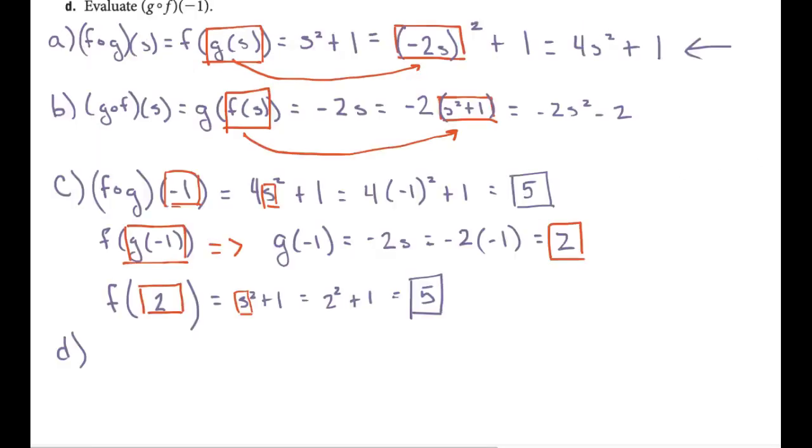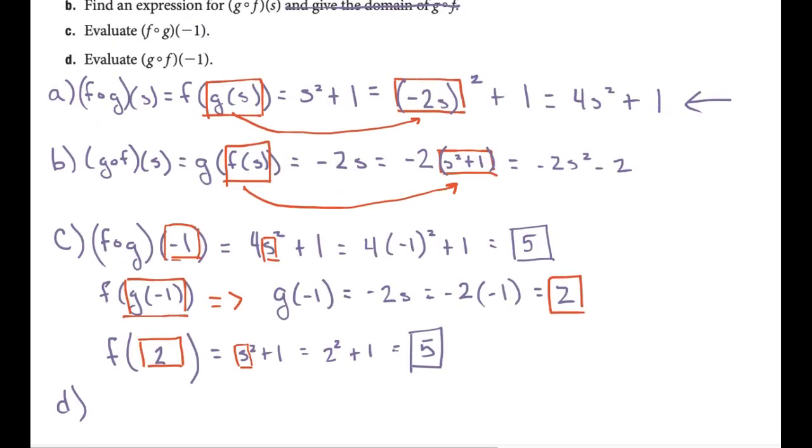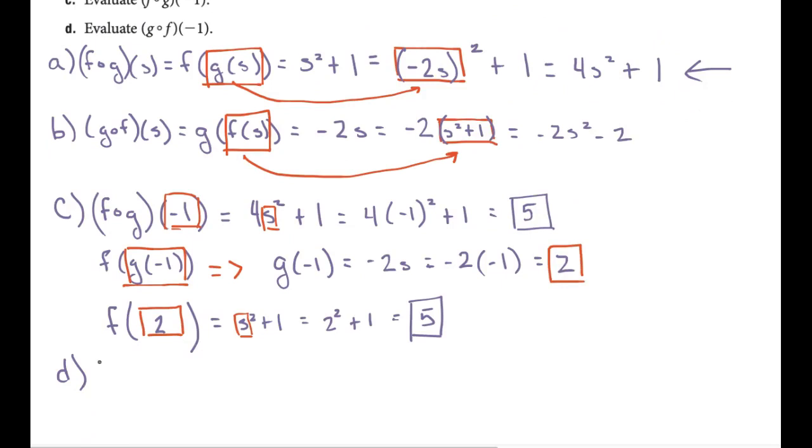All right, so the other one is they want us to find g of f of negative 1. So g of f of negative 1 is the same thing as saying, well, first let's do it the first way. So g of f of s up above, we got negative 2s squared minus 2. So anytime we have an s, we're going to replace it with the negative 1.